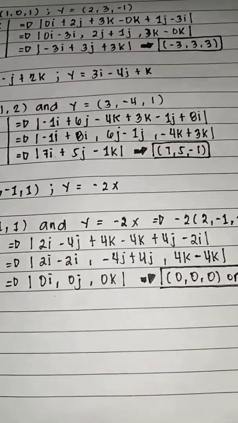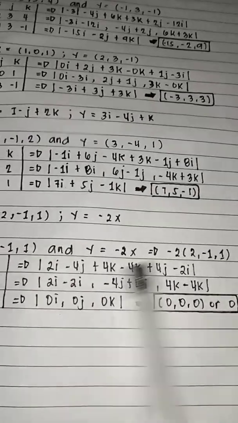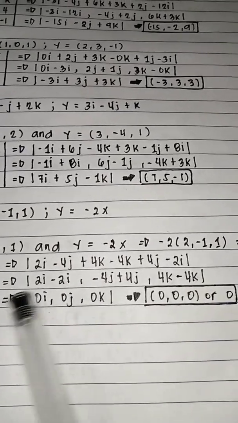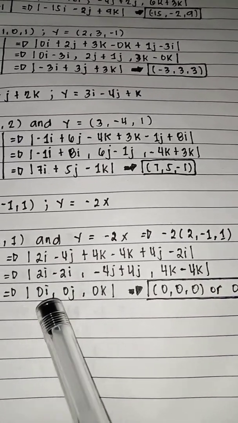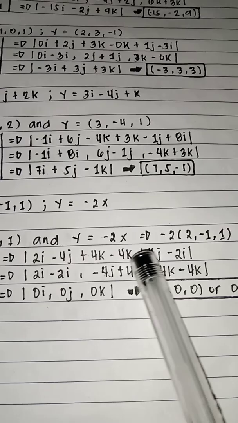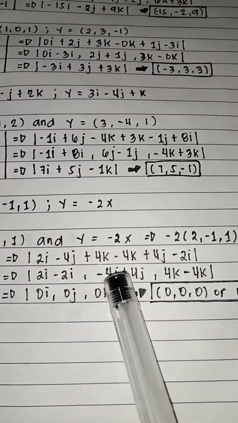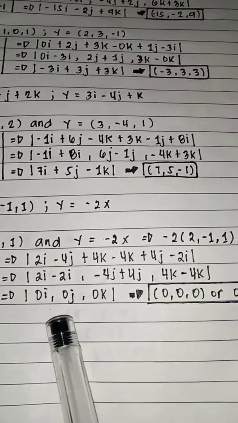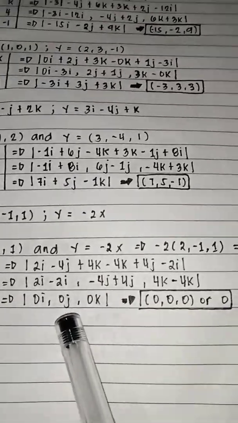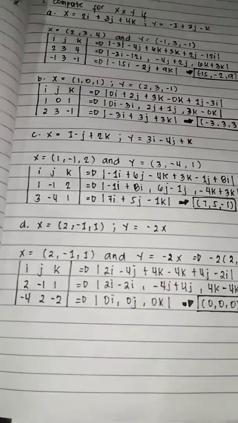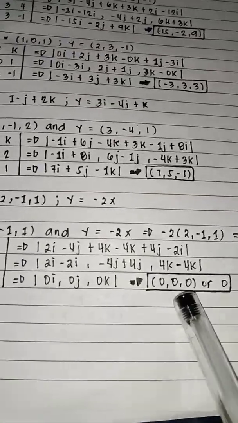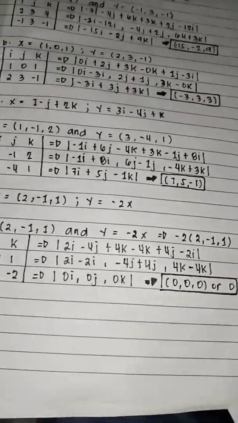So next thing to do is to combine like terms. 2i minus 2i is equal to 0i. 4k minus 4k is equal to 0k. Negative 4j plus 4j is equal to 0j. So the final answer for letter D is 0, 0, 0, or 0.